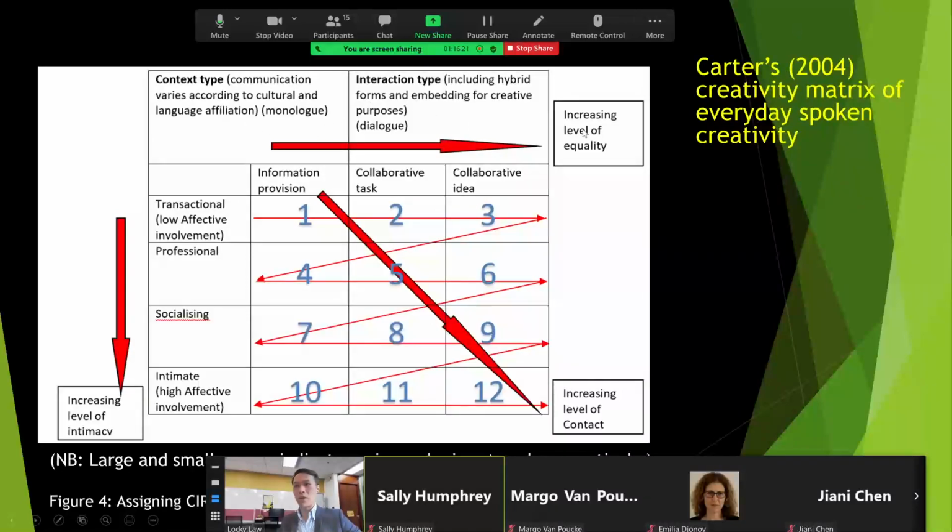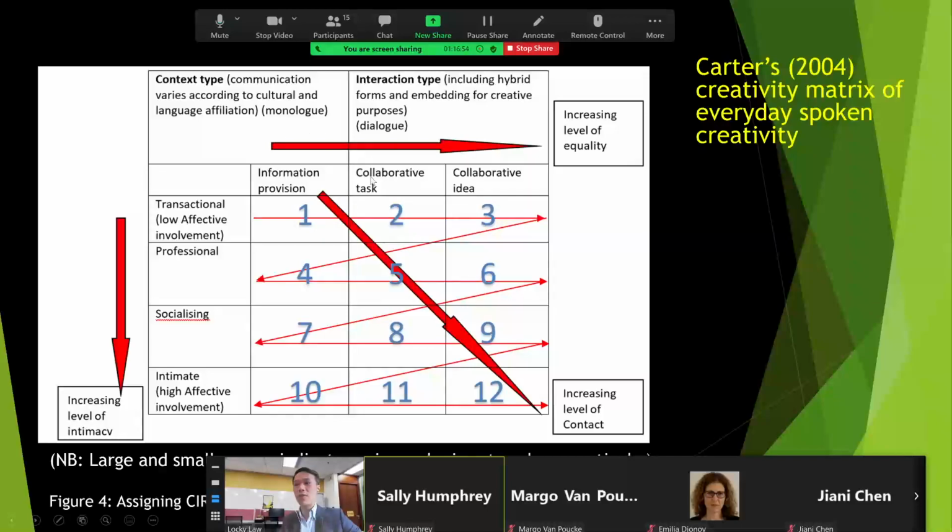If I look horizontally, I can see an increasing level of equality of power, or decreasing power. If I look down the column, I can see an increasing level of intimacy or affective involvement. If I look diagonally, I can see an increasing level of contact. Now, these numbers here don't actually belong to Carter's work, because in Carter's work he has a lot of actual examples put into these cells. So I'm just taking them out and making it slightly relevant to this talk.